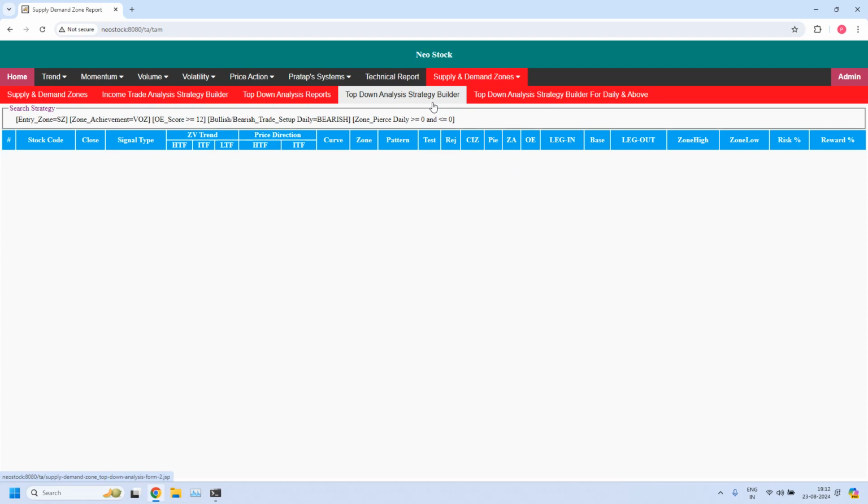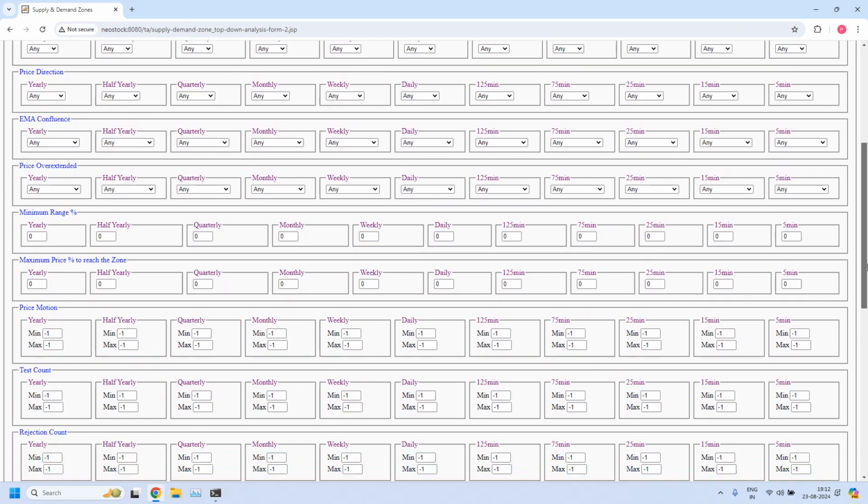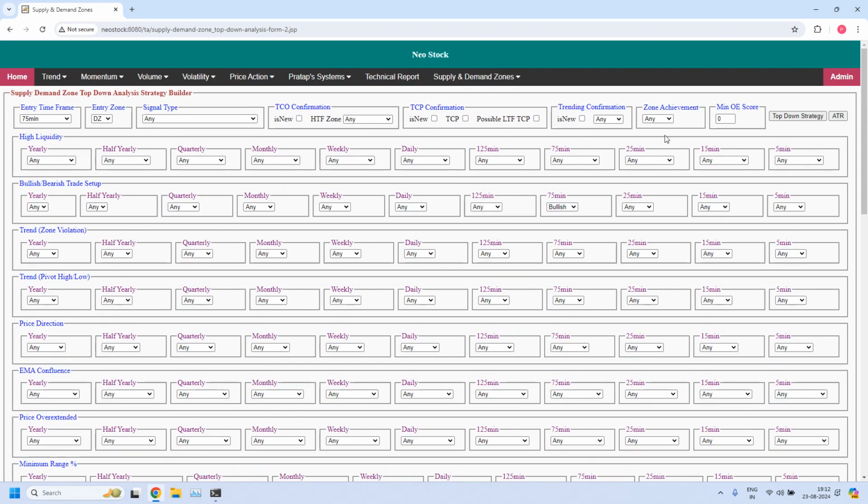Okay, the next one is the bullish trade setup for weekly income trade. For weekly income trade, the entry time frame is 75 minutes. For the bullish trade setup, it is the demand zone. And in bullish or bearish trade setup at 75 minutes, I am selecting bullish. The 75 minutes demand zone should not be pierced. So in the pierced count in the 75 minutes time frame, I am adding minimum value 0, maximum value 0. And zone achievement is violated opposing zone, minimum odd enhancers score is 12. All the three filters are applied to the 75 minutes demand zone. Let us filter the stocks.